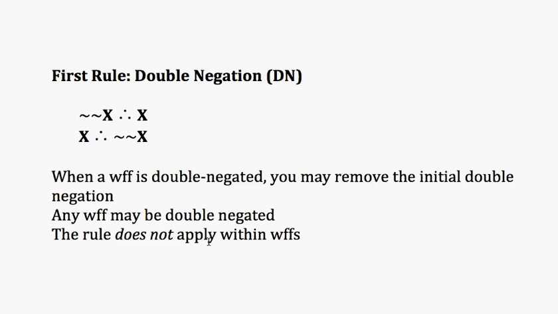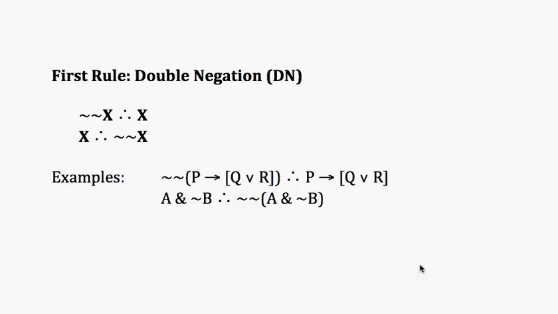The rule does not apply within well-formed formulas. You can't take a complex well-formed formula and go inside it and apply double negation to some part. It's not that that would be incorrect reasoning, it's that it isn't an example of this rule as it's grammatically, syntactically defined. More about this later. So here are some examples. We've got this rather complex formula here that was double negated. We drop the double negative. This follows by DN. Here we've got a formula that we put in brackets and double negate. Once again, that's a case of the rule DN.